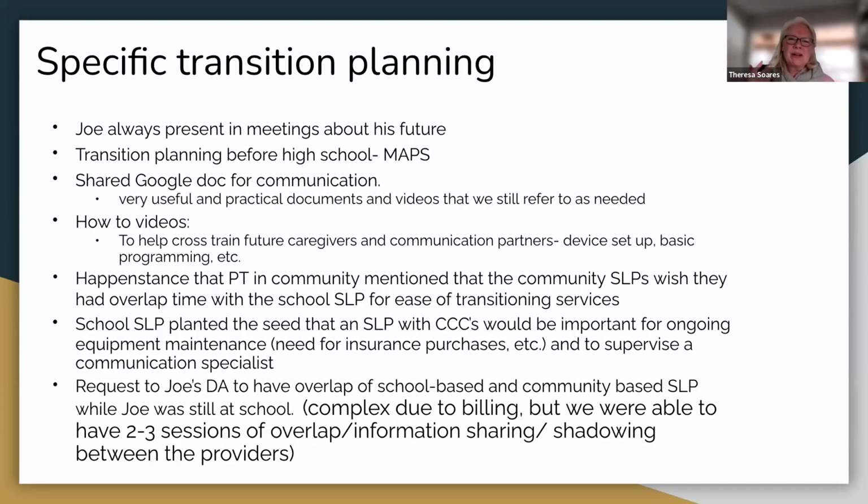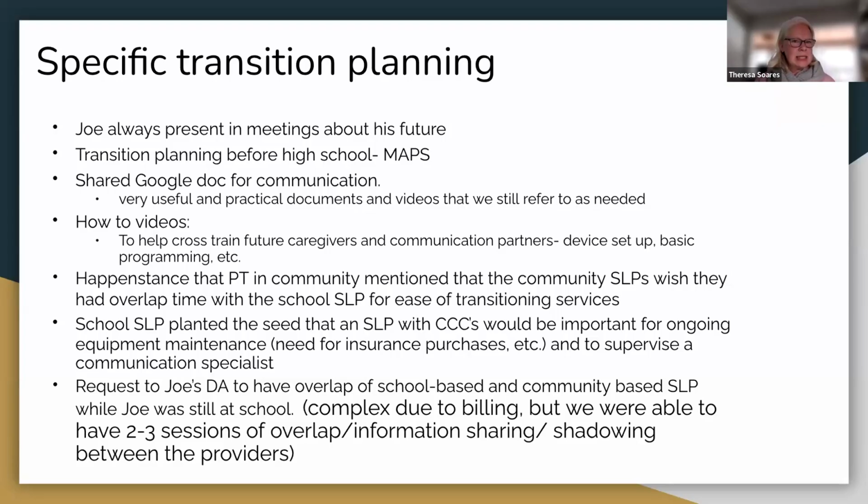So again, a perfect storm of coincidence and access, which I know isn't available everywhere. We were also having overlap time with the designated agency while Joe was in extended school years after his 4 years of high school; he was able to stay on longer. So we focused those extra years of high school on transition. And I asked the designated agency person how we can get some payment for Ashley to overlap with the school SLP.